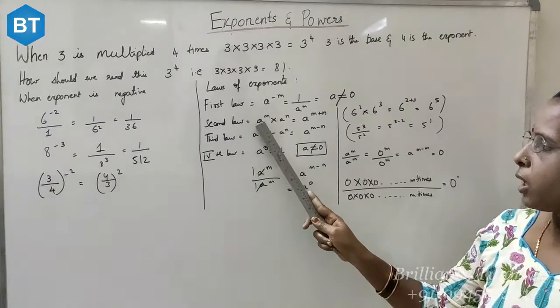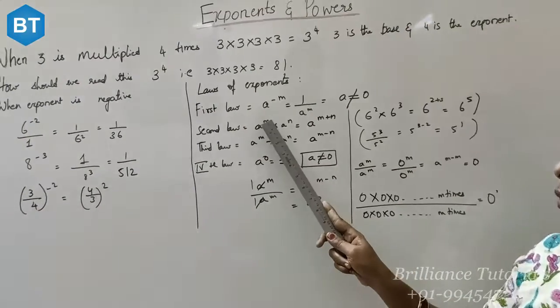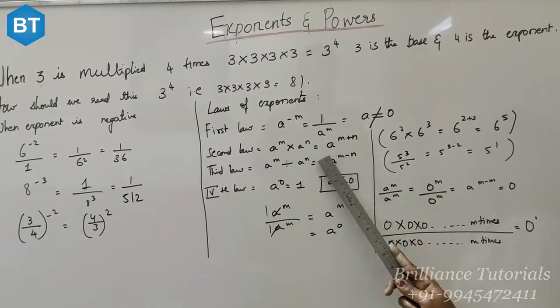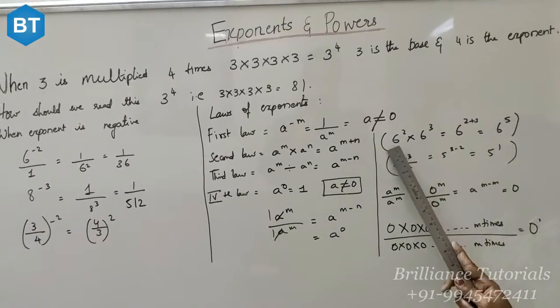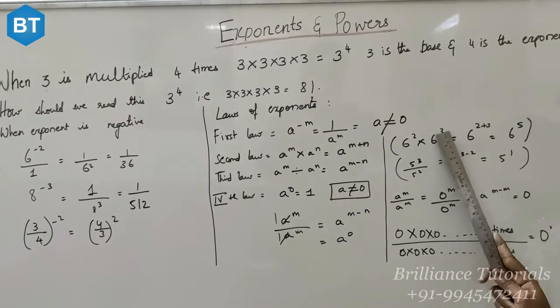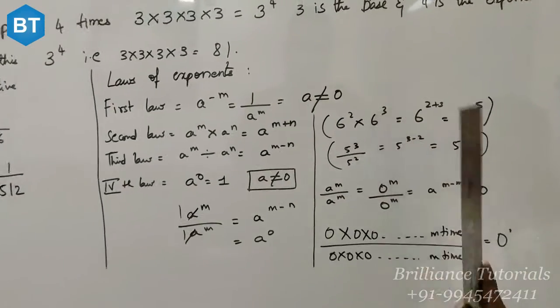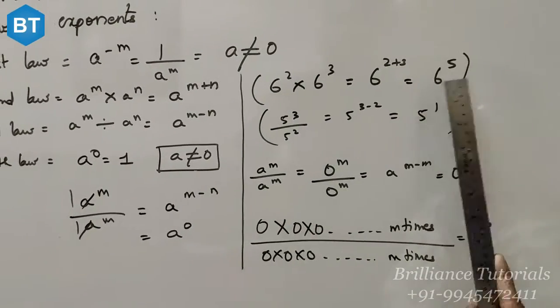The second law is a to the power m into a to the power n. Here we have to add up both the exponents. When they give multiplication, you have to add up. So a to the power m plus n. Example, can you see the example I have written here? 6 to the power 2 into 6 to the power 3. The base is the same, so we add up both the exponents. What are the two exponents given here? 2 plus 3. So 6 to the power 5.